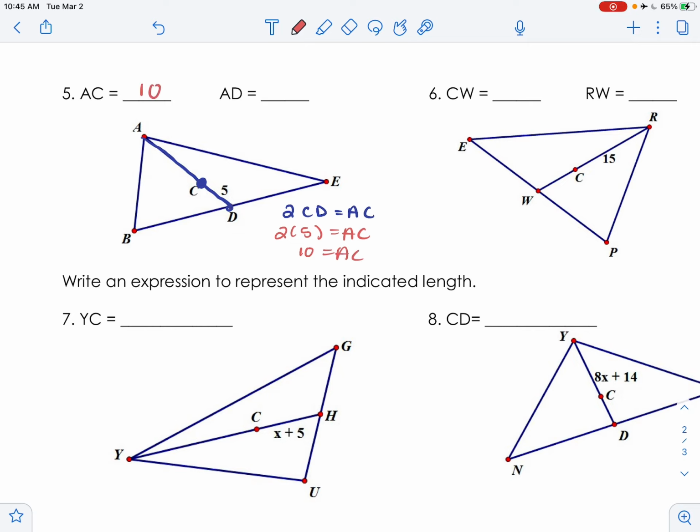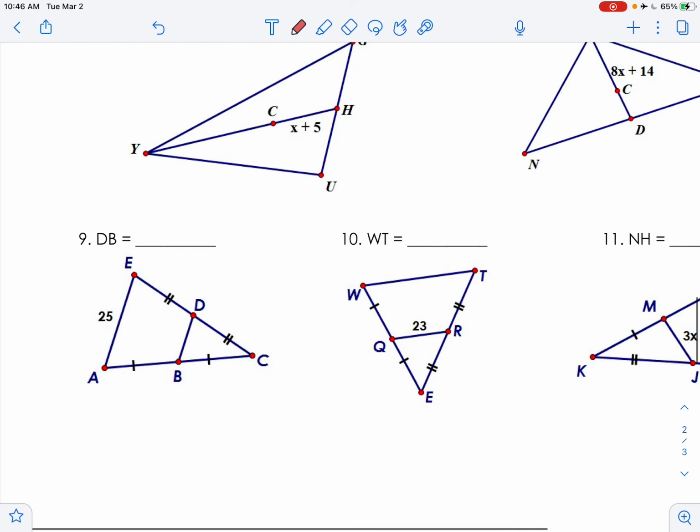All right, now let's find AD. Well, AD is asking for the whole distance of the median, the total. We know that CD is 5, and we just found that AC is 10. So to find the total distance, I would just add them together. 10 plus 5 is 15. 6 is similar, so I will leave that one for you.